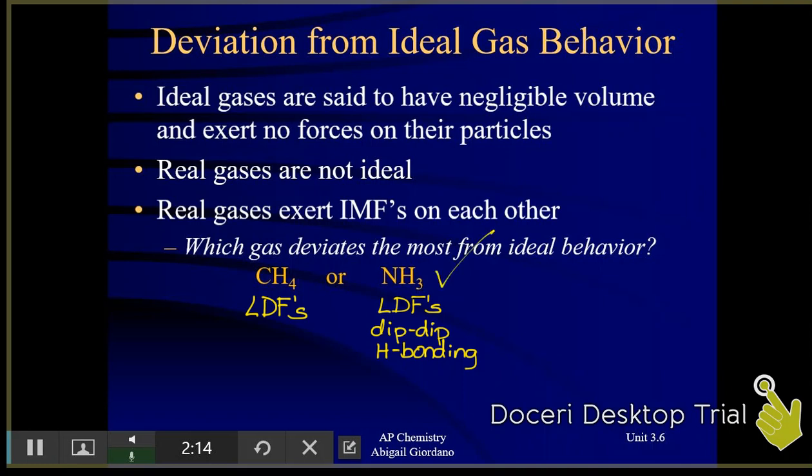So ammonia is experiencing the stronger intermolecular forces, which is going to cause it to be the gas that deviates more from ideal behavior. And if you're wondering what would make it deviate from ideal behavior, if the gas particles are held more tightly together, like they are in ammonia, they're not going to strike the side of the container as often as the molecules of methane will. And so the pressure predicted by the ideal gas law, PV equals nRT, isn't going to be quite accurate for a gas like ammonia. So that's the reason why.